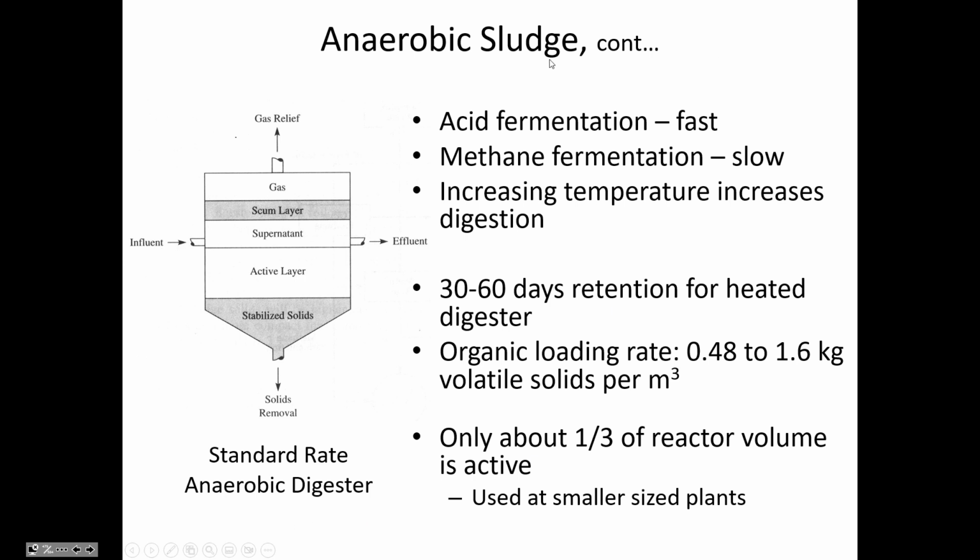It takes a lot of time, and they've come up with different configurations to try and reduce the 30 to 60 day retention time, because if you've got a long retention time, that means that the volume of this needs to be very, very large. So whatever your rate of sludge generation is per day, if you multiply that by 30 or 60, it's going to mean a very large digester.